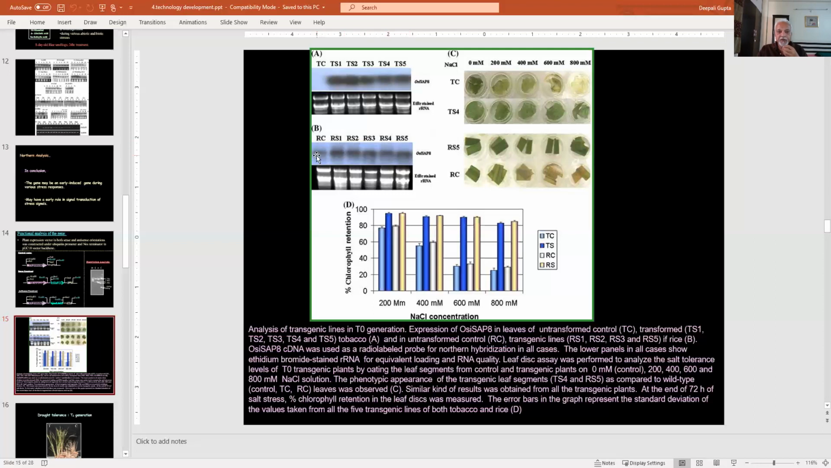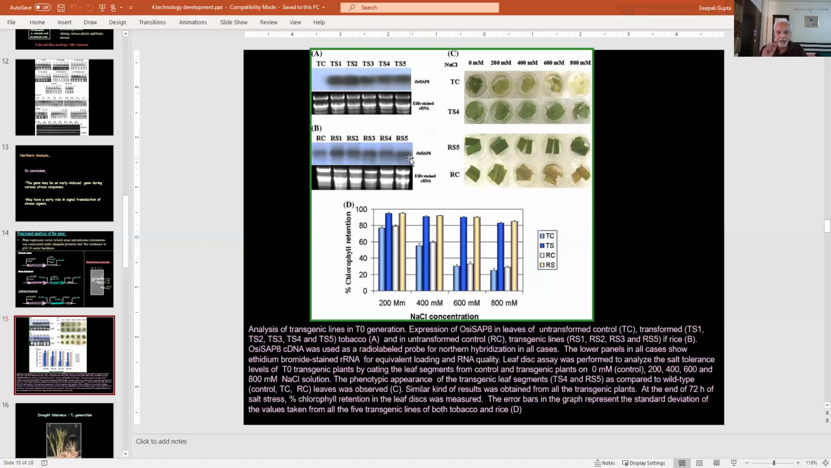Now, this is because rice has its own gene, so it will hybridize to its own gene in the genome. I mean, the transcripts made by the endogenous copy. And you can see the hybridization in the transgenic lines is a lot stronger as compared to control, indicating that these plants have the additional copy in them.